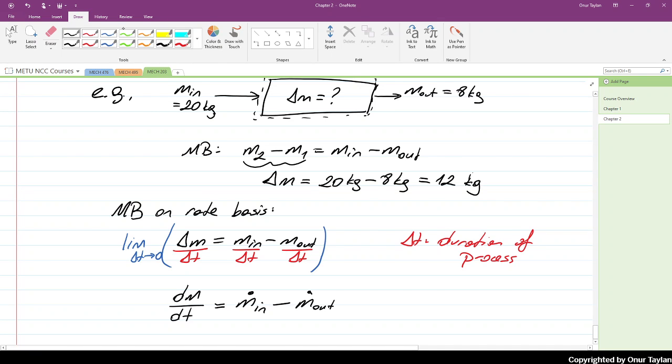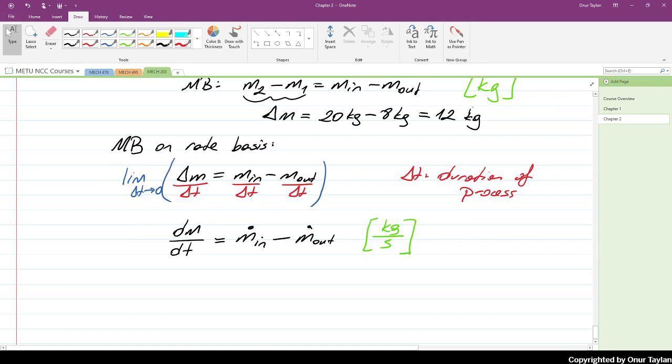So in this one, the units are kilograms in the mass balance. So this is the mass balance on rate basis. The units are kilograms per second. So when you see a dot, it is the rate form. It is per second. It is the rate form.